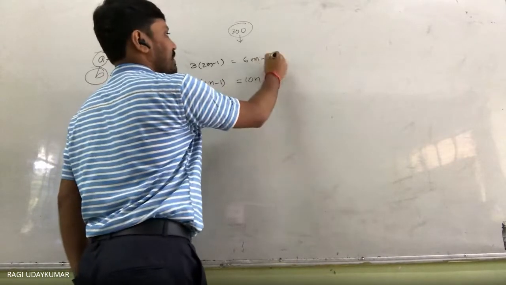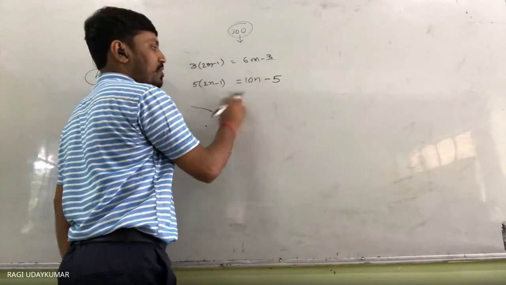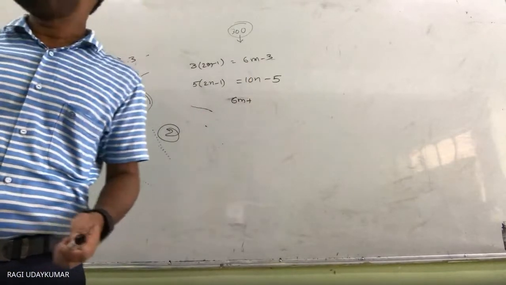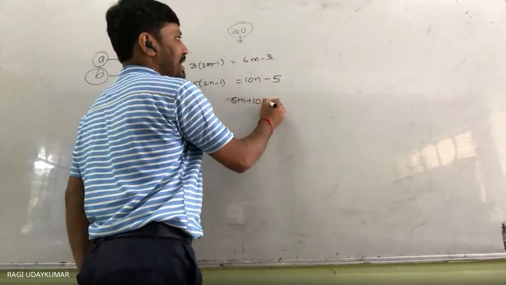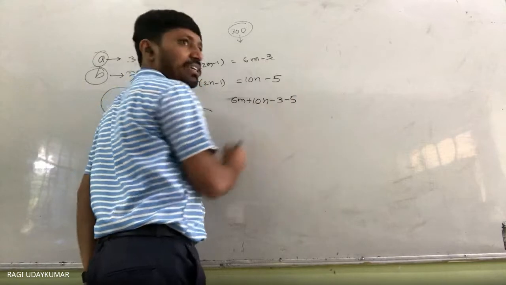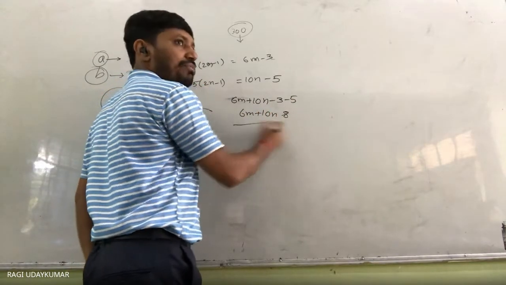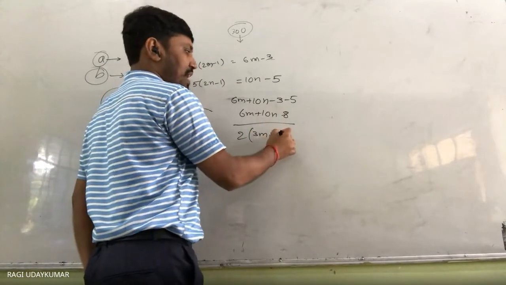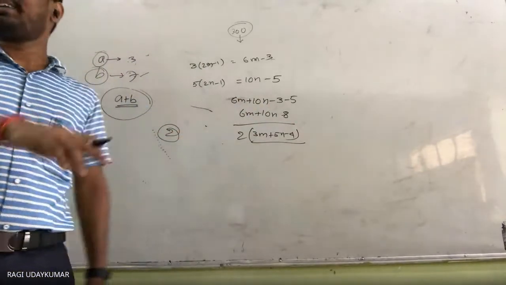Sorry, minus 3. And a plus b means दोनों को add कर लिए तो here 6m plus 10n minus 3 minus 5, like this if you are proceeding, finally 2 common आ जाएगा आपको. So what do you get here? 6m plus 10n minus 8. From this 2 common ले सकते हैं. 3m plus 5n minus 4. Multiple of 2 is nothing but 2 is the factor.